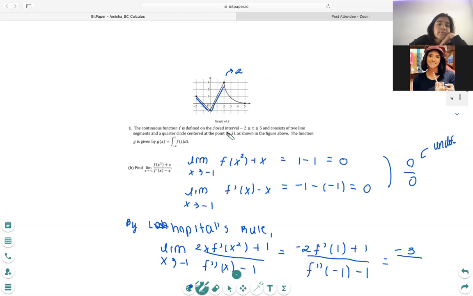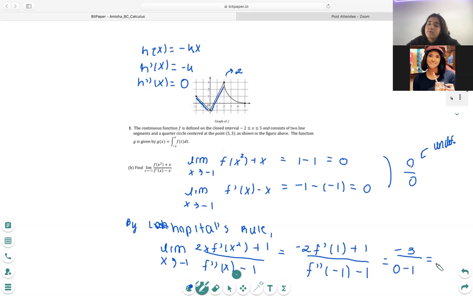Well, let's think about it. If f is a linear function, let's say this part is a linear function, we can say h of x equals negative kx. We know k is -1 in this case, but let's leave it negative kx. If we take h prime of x, we get negative k, and h double prime of a constant is simply 0. So we can say f double prime of this linear function will be 0 minus 1, which gives us -3 over -1, a final answer of 3.